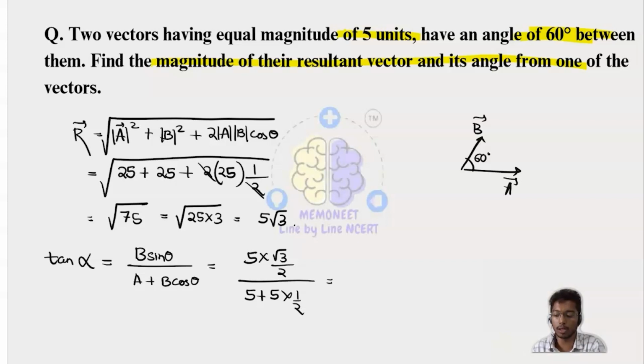So if we solve this out, we have root 3 upon 2, upon 10 plus 5, that is 15 upon 2. So the 2 cancels, and 5 into 3 is 15, so our answer will be 1 upon under root 3. So alpha will be equal to tan inverse of 1 by root 3, which is 30 degrees. So alpha will be 30 degrees. This is the answer for this question.